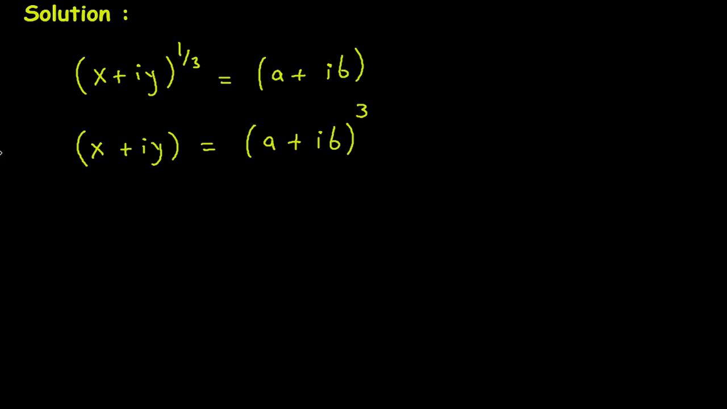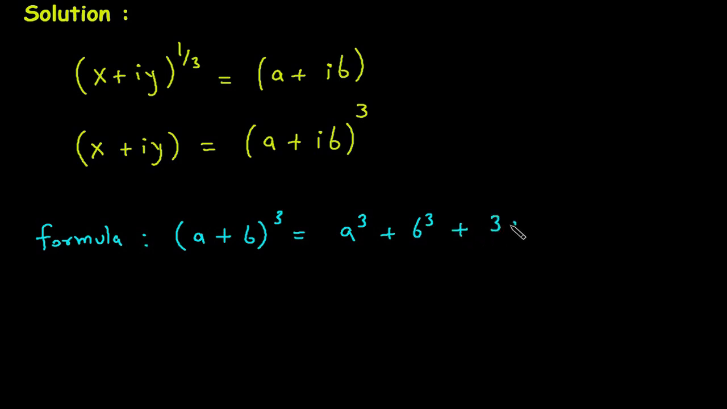Now there is a formula for (a + b) whole cube. So it is a³ + b³ + 3ab(a + b). Now here we can see, here a is a and b is ib. Now we will simplify this further.